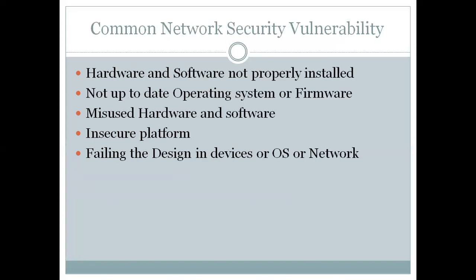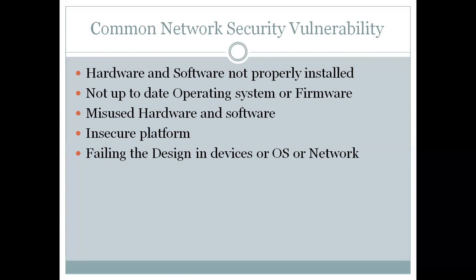The next one is common network security vulnerabilities. These are the common network security breaches that the organization's network security administrators, or those maintaining security in the organization, should know. The first one is hardware and software not properly installed. If the hardware, it can be a firewall or a network device, and software are not properly installed, then they can be vulnerable to attackers.